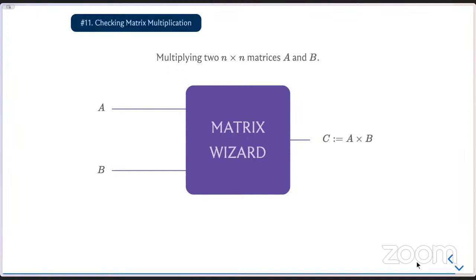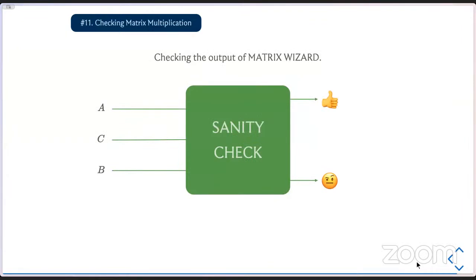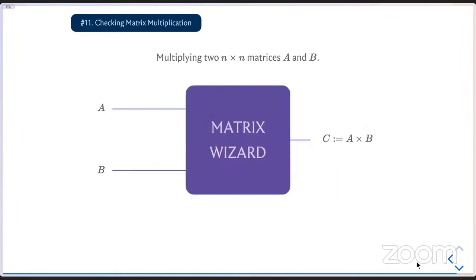And of course, you're keen on using it, but you don't believe this person. What if it's a snake oil salesman? So you want to be sure that this algorithm that's being sold to you actually works. So you want to develop your own sanity check algorithm, which basically tries to figure out if the matrix wizard is actually doing its job correctly. Yeah, so that's our goal. Our goal is to figure out if A times B is indeed equal to C or not. So is the setup clear as to what we want to do?